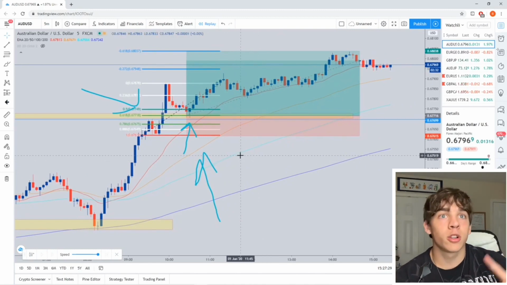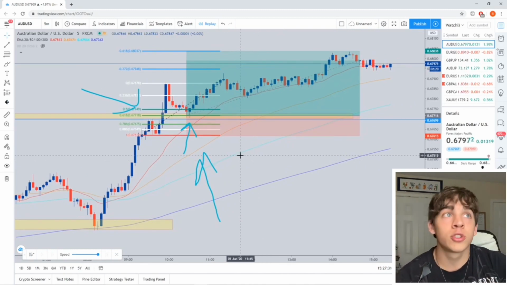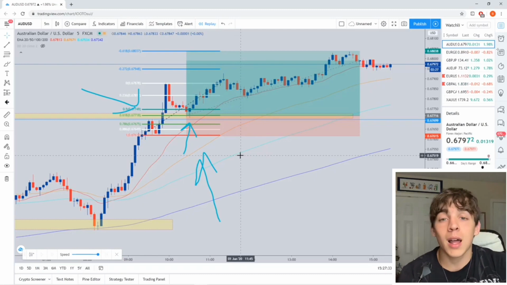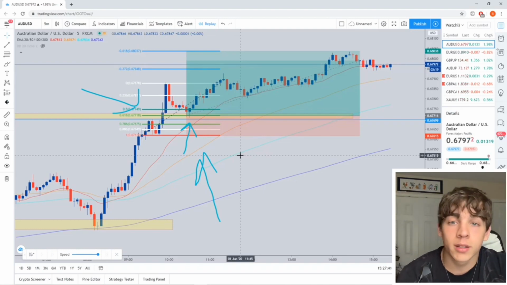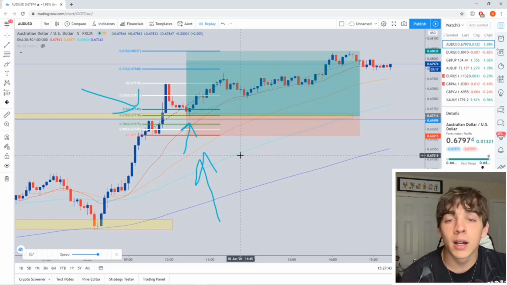Learn how to use Fibonacci, learn the power of moving averages, learn support and resistance. I've heard a lot of people say technical analysis doesn't work. Honestly, man, there are many different methods that you're going to come across when it comes to trading. Some people believe it doesn't. Some people believe it does.